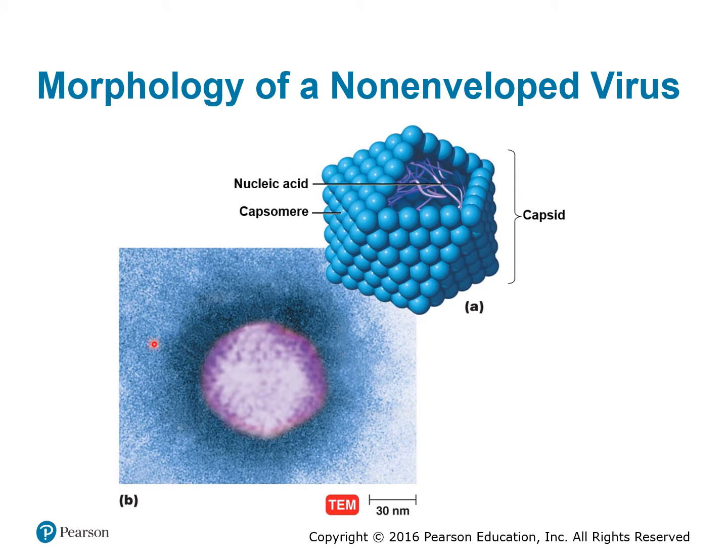So right here, this is an image of a non-enveloped virus. You can see the capsid right here, and you can see those subunits known as the capsomeres that are surrounding the nucleic acid. So this is a non-enveloped virus.